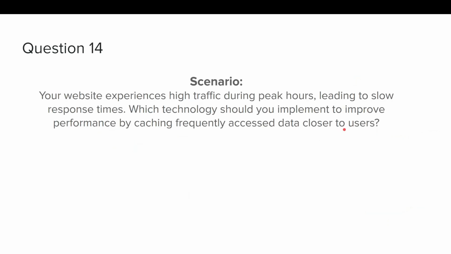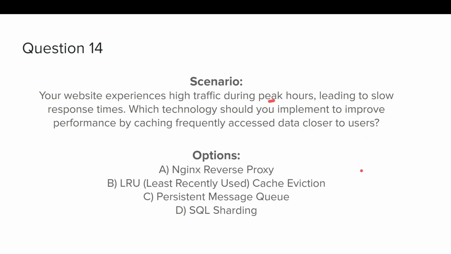Moving on. Your website experiences high traffic during peak hours, leading to slow response time. What technology would you implement to improve the performance by caching frequently accessed data closer to the user? Now, you might think of CDN because that is what we have talked about so far, but the right answer as per the options given here would be Nginx reverse proxy.